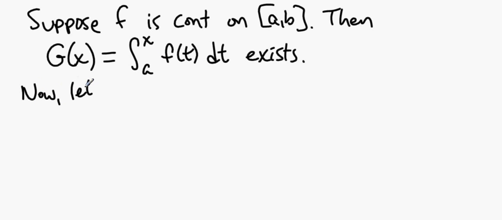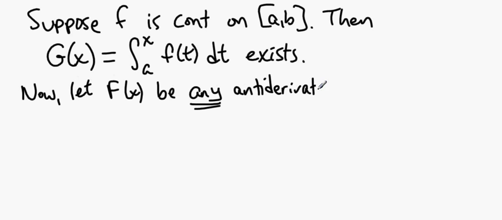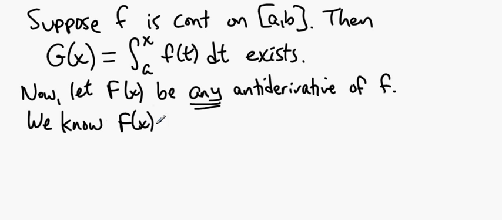Now, let capital F of x be any antiderivative of little f. You're saying, wait a second, this is an antiderivative of little f because the derivative of capital G is little f. And I say, yes, but I also say that there are lots of antiderivatives of little f. So what do we know? We know that capital F of x is the same thing as capital G of x plus some constant.